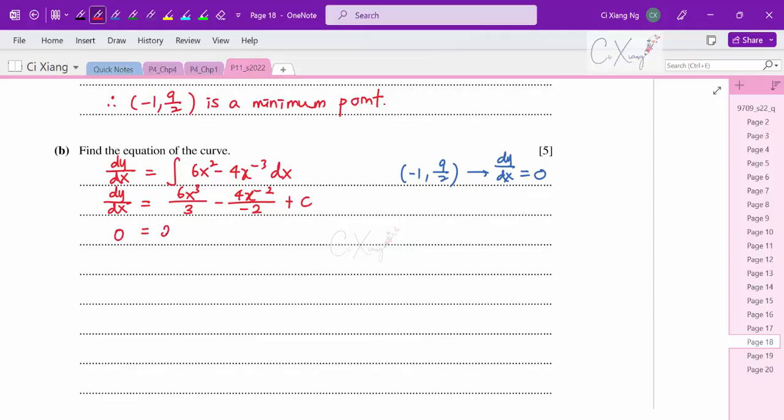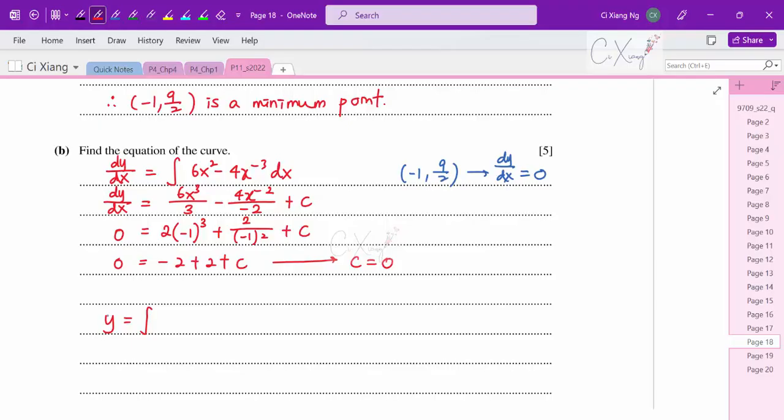6 over 3, I get 2. For x power 3, I can substitute -1 into this equation. 4 divided by -2, I have positive 2. For x power -2, I have (-1) squared, and plus c. So from here, if we simplify this equation, basically we will see that the answer for c is equal to 0. Once I know that c is equal to 0, I can continue with my second integration to find the equation of the curve.